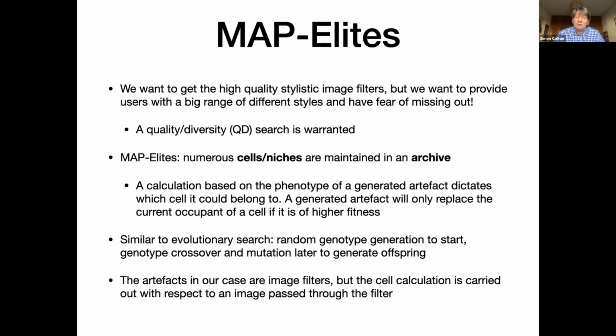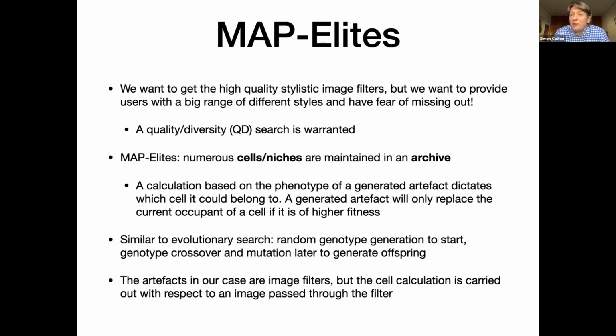For MAP-Elites approaches, you maintain numerous cells in an archive, which are sometimes called niches, and you can have at most, at any one time, one artifact which has been generated put into each cell. Then a calculation based on the phenotype of a generated artifact dictates which cell it could belong to. And a generated artifact will only replace the current occupant in a cell if it has higher fitness. So this is similar to evolutionary search, but you're not trying to evolve purely towards a fitness. You're trying to evolve a diverse population at the same time as raising the fitness of all of that population.